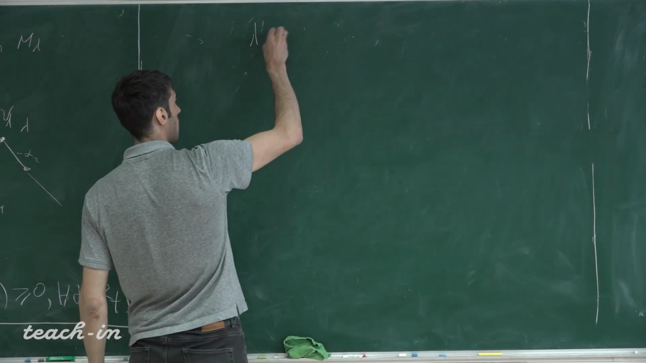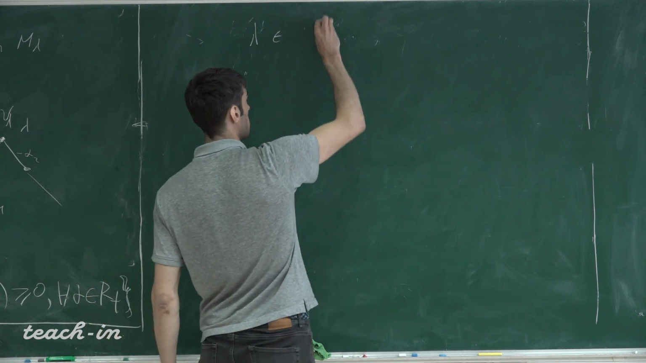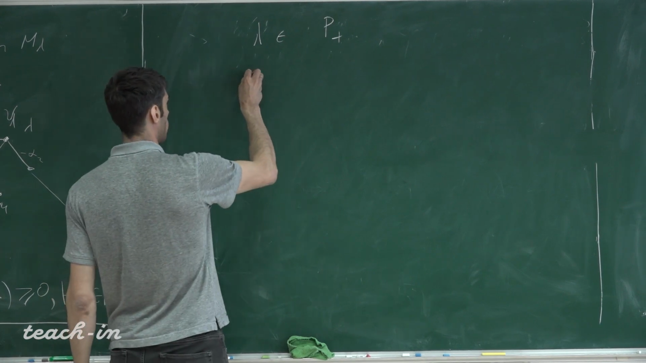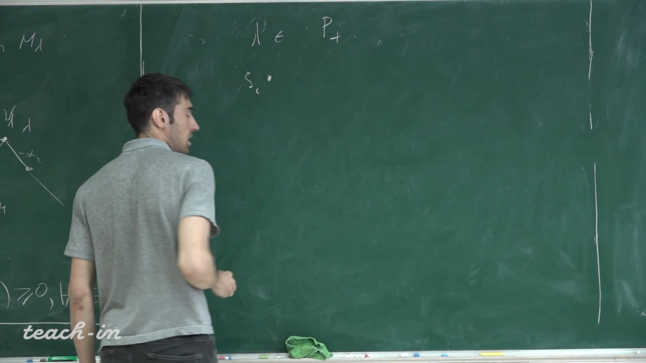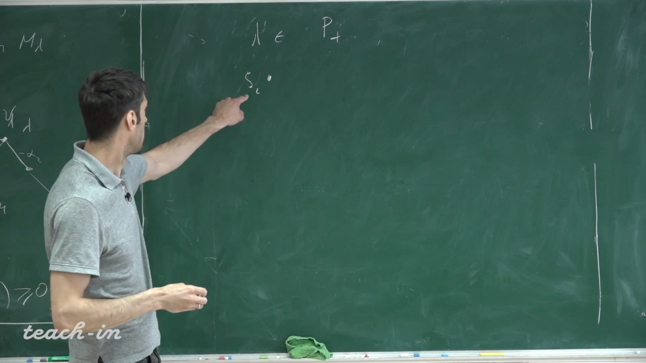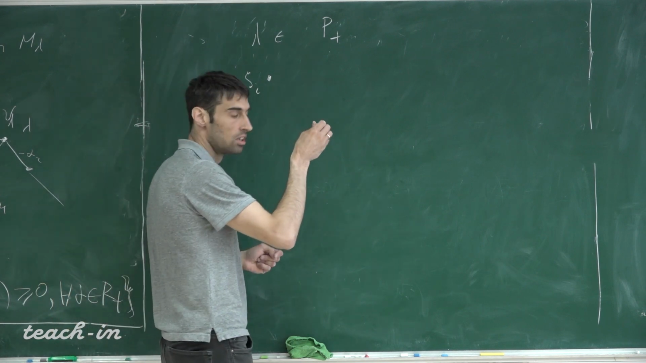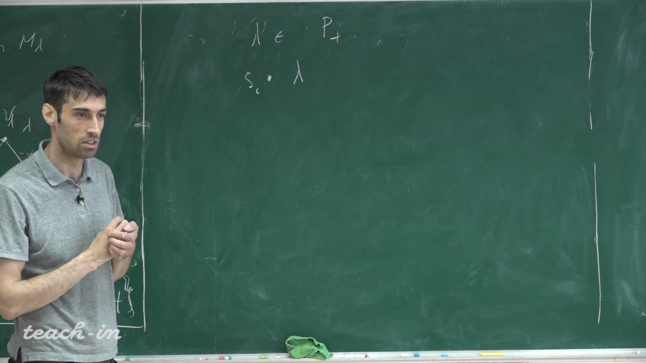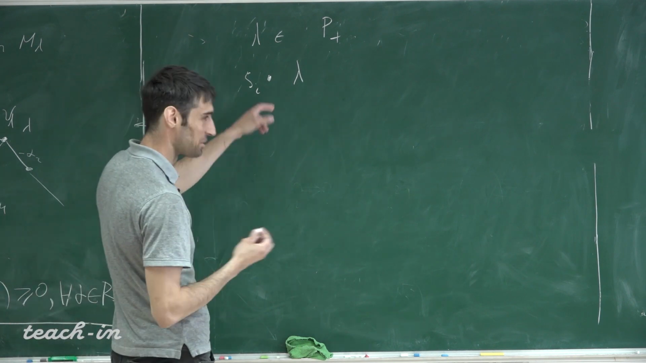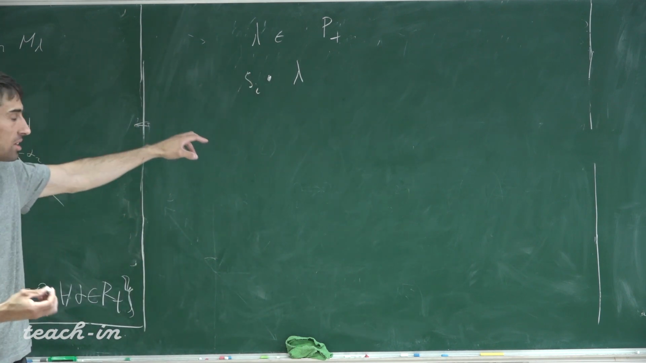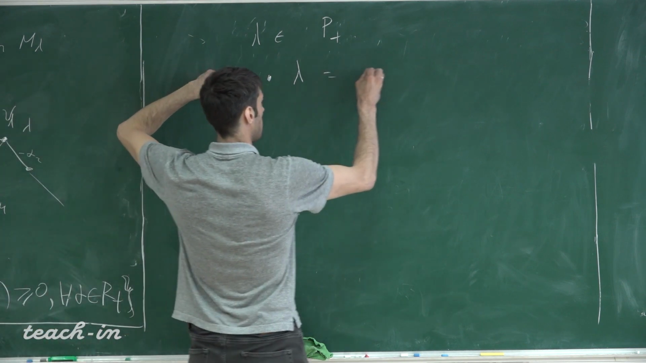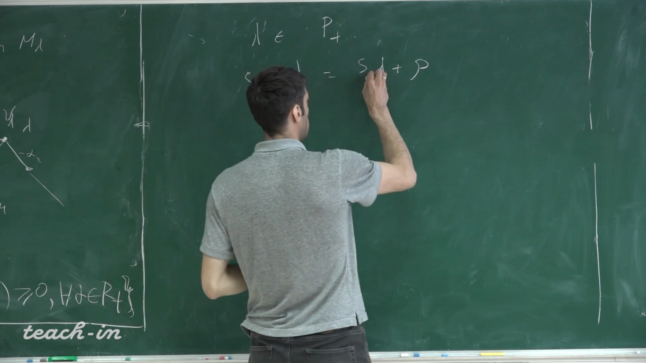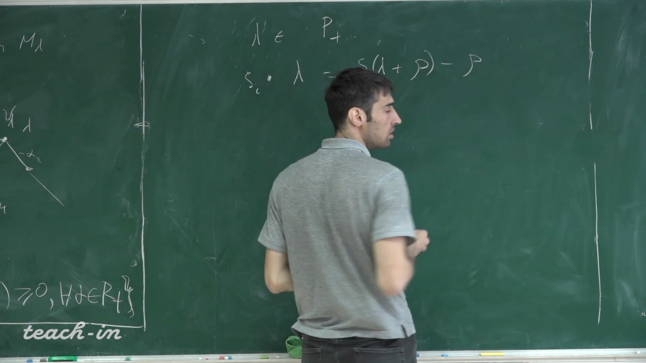So I take lambda from P+. I would like to act by s_i, the shifted action, on lambda. So I will try to be quick. I don't know how much time is left. It's okay, no time, but I will try to be quick. So it means that I take lambda plus rho, apply s_i, minus rho.